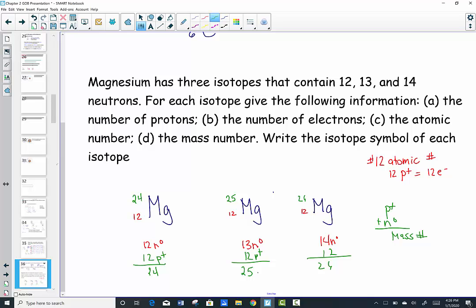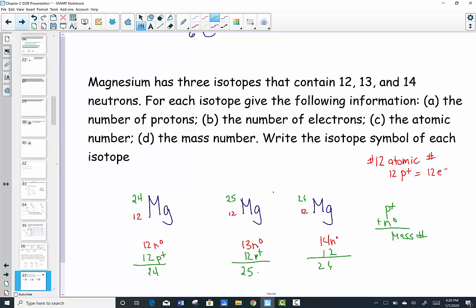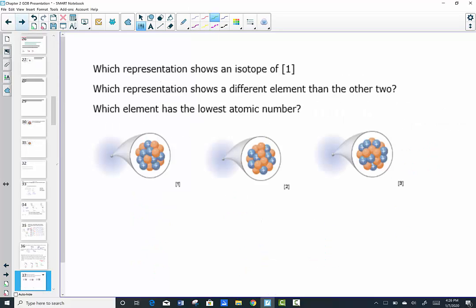We've written the number of protons for each, the number of electrons match for each, same number of electrons is 12. We've decided the atomic number is 12. The mass numbers were varied, 24, then 25, then 26, and we turned those all into standard isotopic notations. Let's do a little molecular art just to really bring this point home.